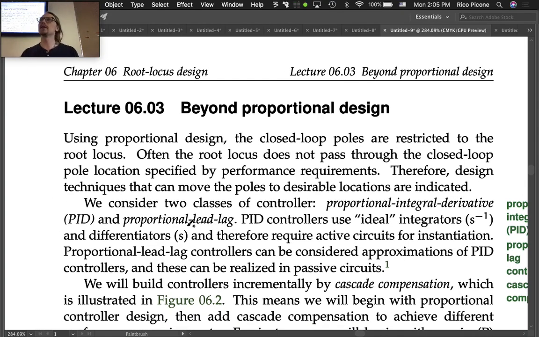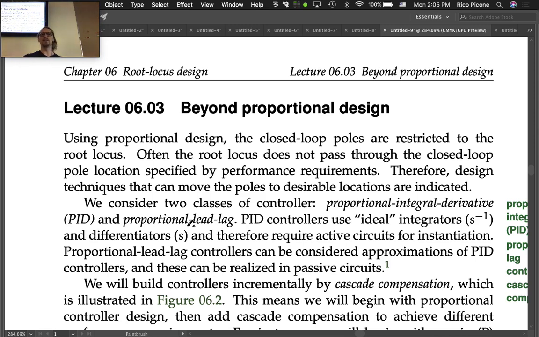So lecture 6.3, Beyond Proportional Design. Using proportional design like we did in the preceding lecture, 6.2, the closed loop poles are restricted to the root locus, right? All we can do is increase the gain, decrease the gain, move those closed loop poles along the root locus, and that's all we can do. Often the root locus does not pass through the closed loop pole location specified by performance requirements, okay? Which is a bummer.